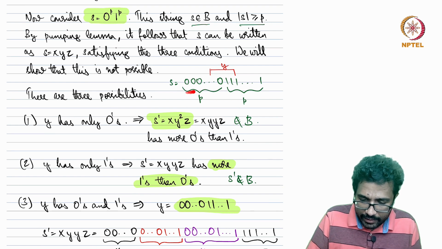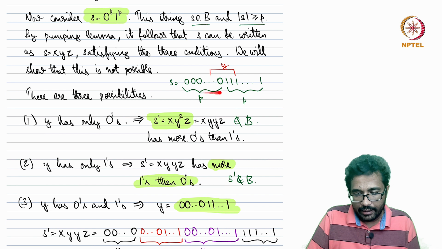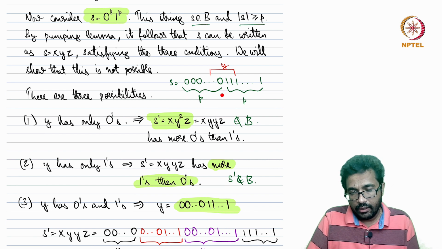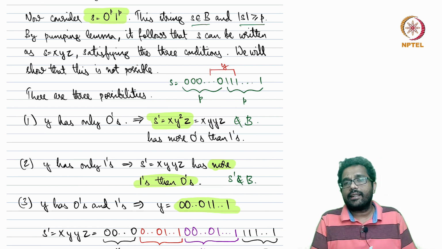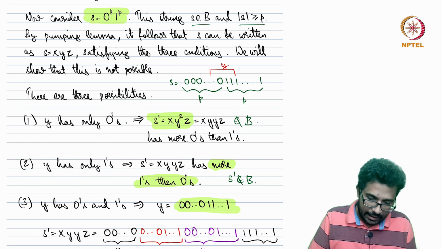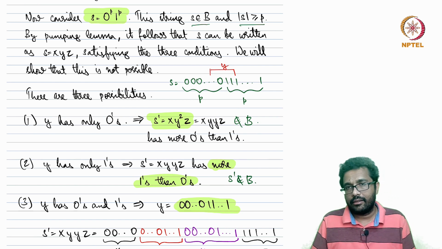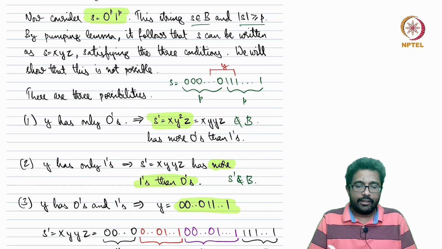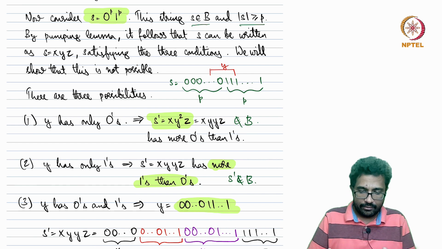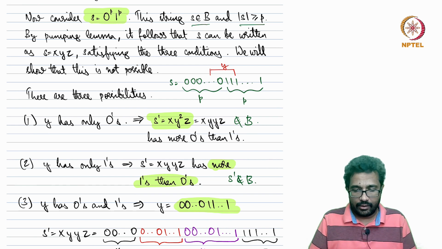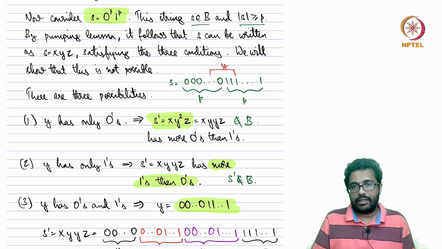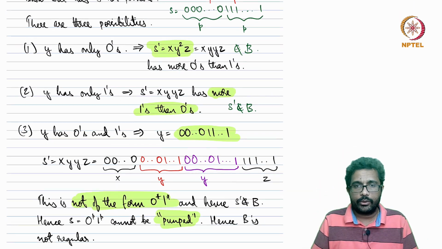This means that xy is entirely contained in the 0 part, and so y is also entirely contained in the 0 part. This means that we necessarily have to be in case 1; cases 2 and 3 aren't possible because of condition 3. But then in case 1, as we reasoned above, xyyz has more zeros than 1s, and hence it is not in the language.